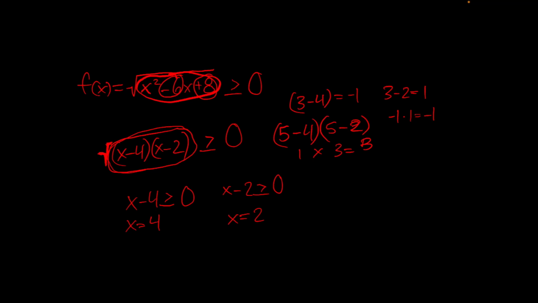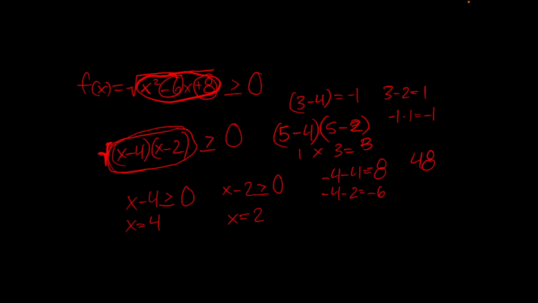Now what about a number below 2? Let's try negative 4. Negative 4 minus 4 equals negative 8. And now negative 4 minus 2 equals negative 6. And negative 8 times negative 6 equals positive 48. So we get a positive result whenever we have a number to use as x that is below 2.